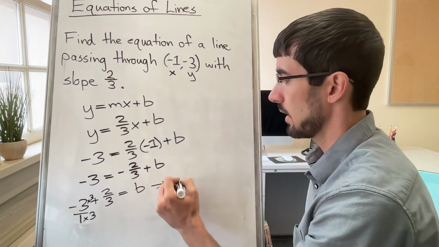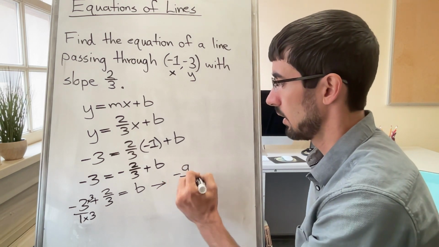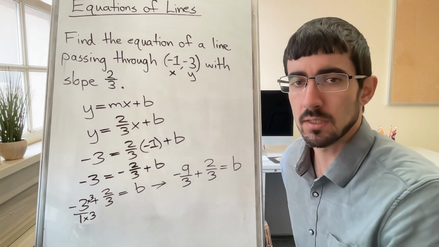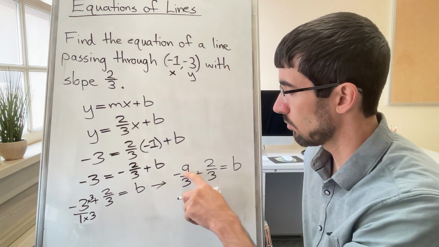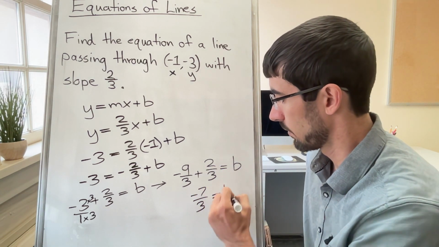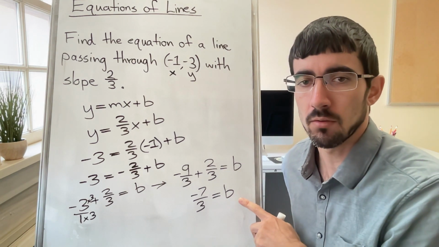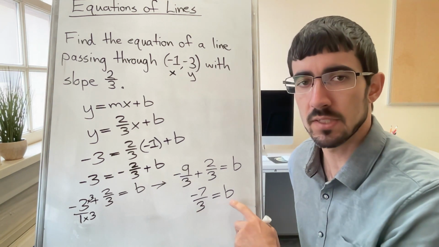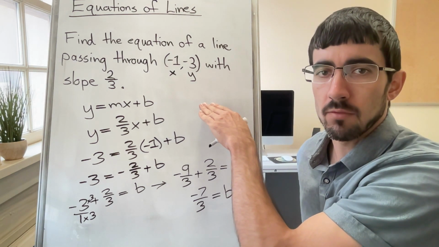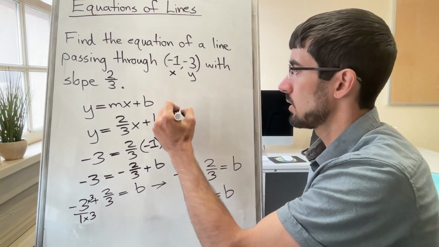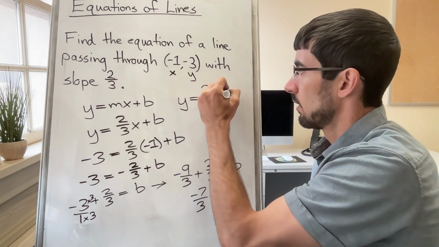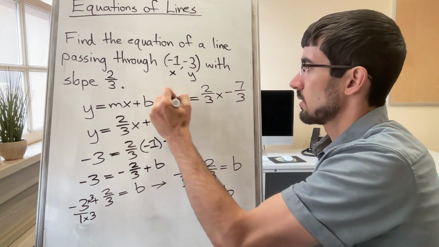and rewrite it as -9/3 plus 2/3. Now we have a common denominator, and I can just add the numerators. -9 plus 2 is -7/3. So finally, we have our b value, or our y-intercept. b equals -7/3. That gives me what I need to go back up to here and write the final equation of this line. The final equation of this line is y equals 2/3 x minus 7/3.